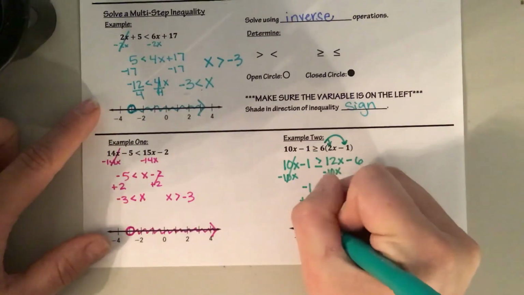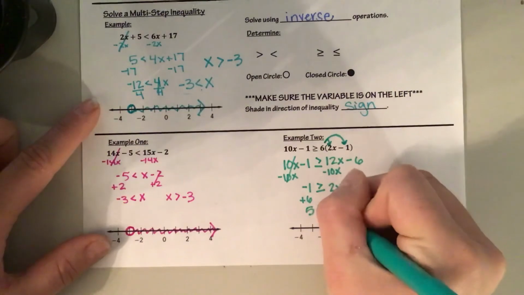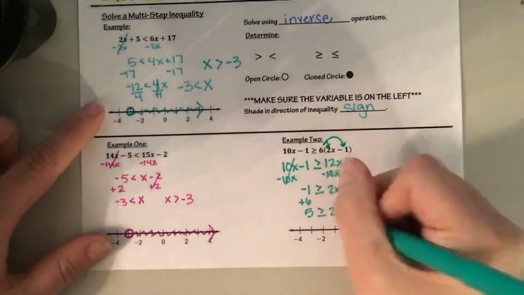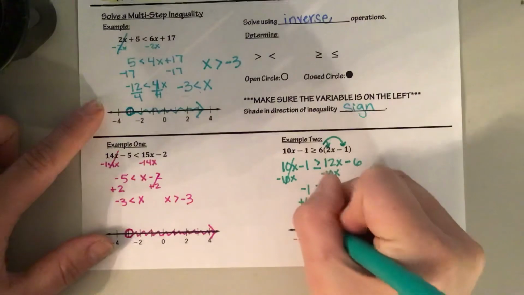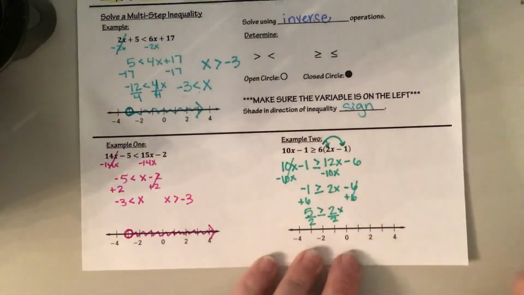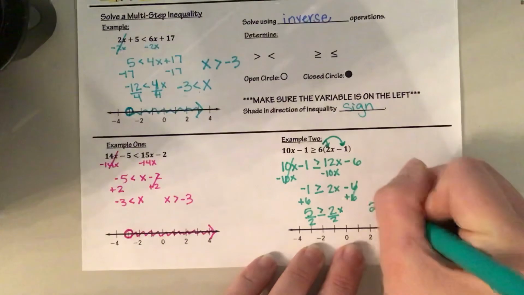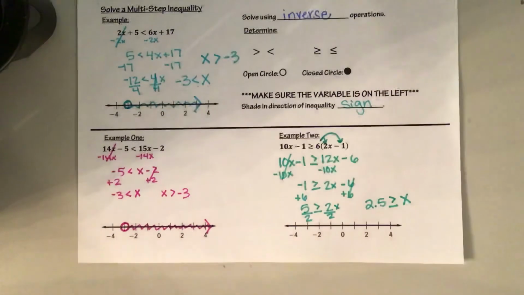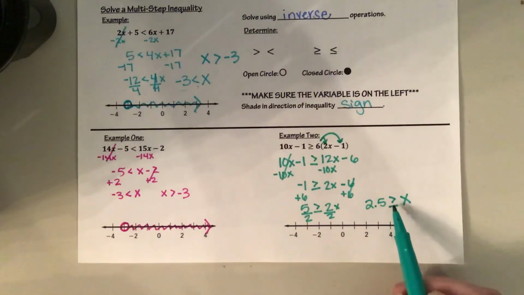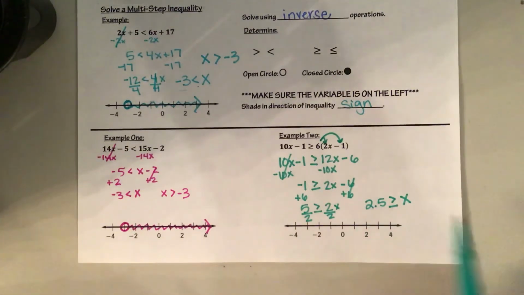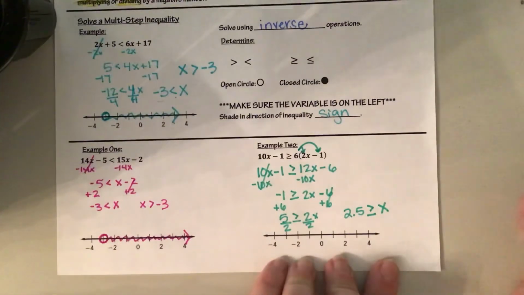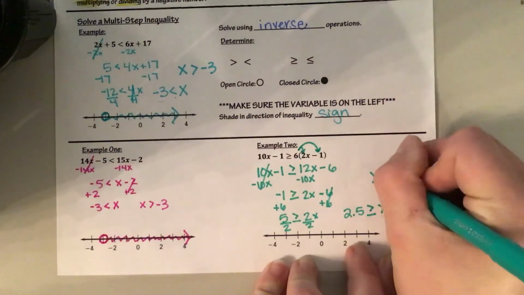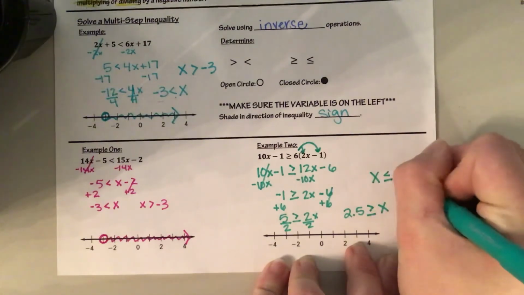So 5 is greater than or equal to 2x, divide by 2 on both sides. So 5 divided by 2 is going to be 2.5 is greater than or equal to x. Notice that our variable is on the wrong side. So we now need to flip the entire problem around, or we need to make sure, hey, we got to shade left because this is backwards. Like I said before, I like to go ahead and change mine around. So x is less than or equal to 2.5.